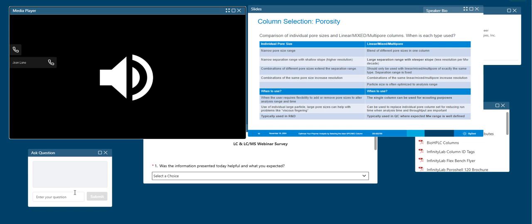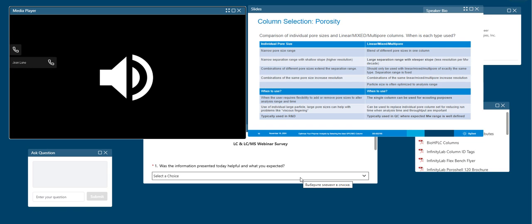These individual pore columns allow for flexibility where you may want to be able to add or remove a column based on your needs. For very high molecular weight samples or for viscous solvents, use of large particle individual pore columns can help with issues that might be related to shearing or viscous fingering. You may find these types of columns most often used in R&D settings or for older, well-established methods.